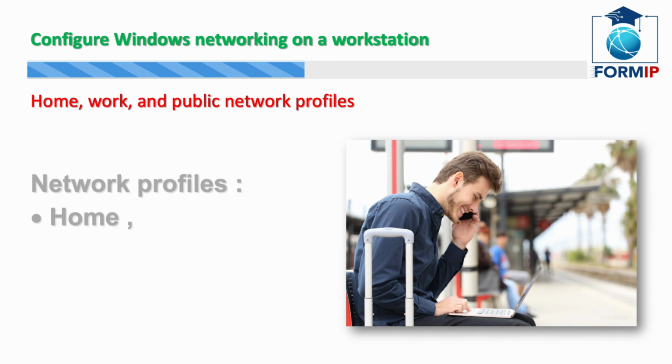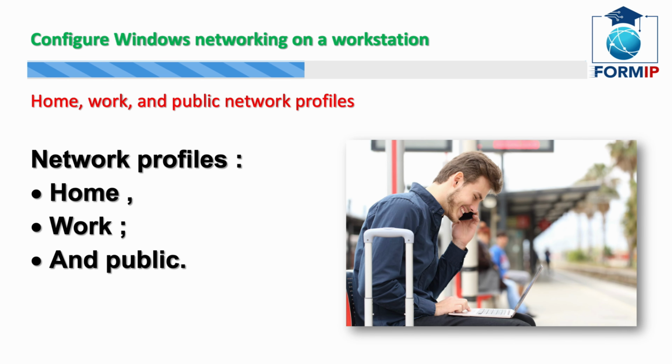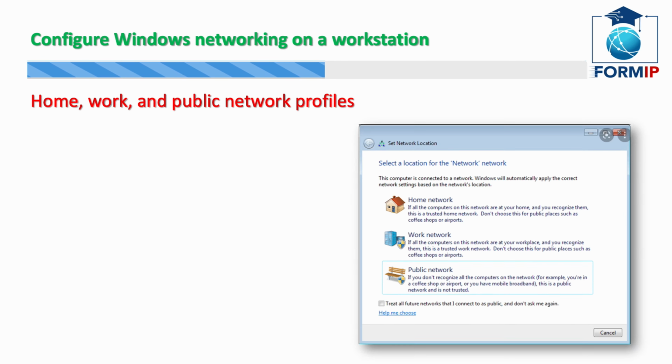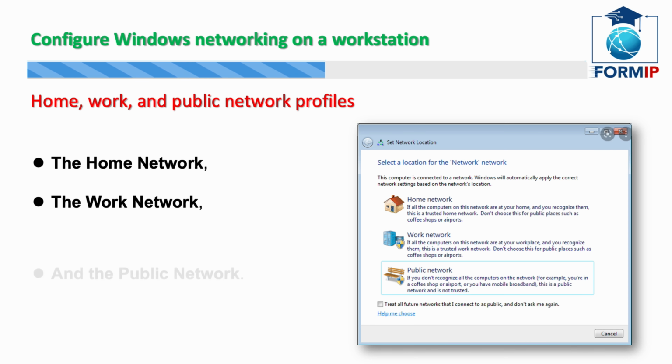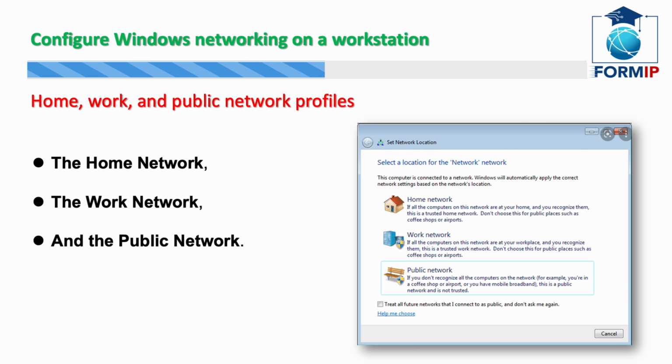Home, Work, and Public Network Profiles. Now, let's see the differences between the network profiles: Home, Work, and Public. Laptops, as you know, are usually moved around and therefore exposed to different networks. That's why Windows classifies connections to different networks into 3 categories: the Home Network, the Work Network, and the Public Network. This window that classifies the network, and which you must have already seen, appears at the time of the first connection.